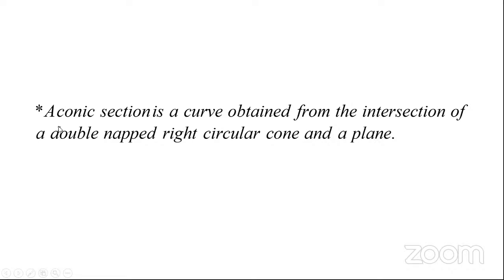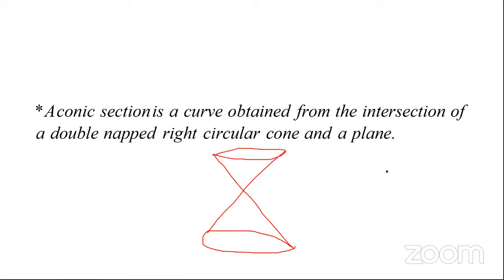Another definition: a conic section is a curve obtained from the intersection of a double napped right circular cone and a plane. So what is it saying here? A double napped cone is like this. I'm taking a plane like this, so the double napped cone is intersecting with the plane.